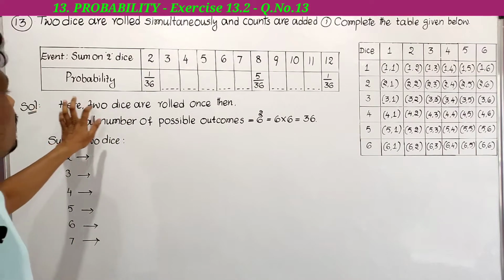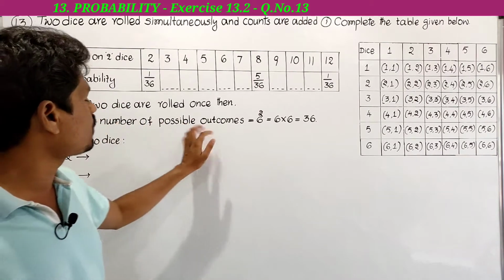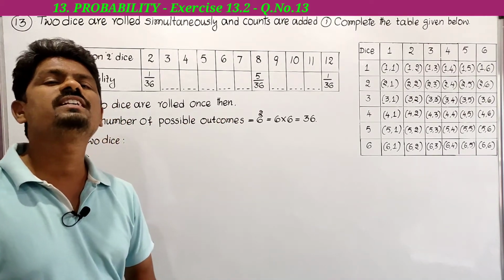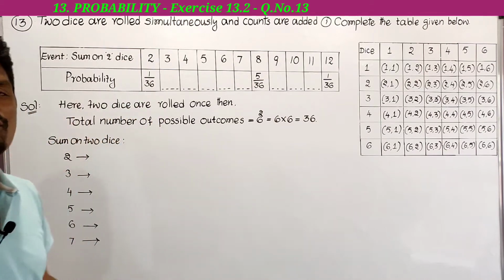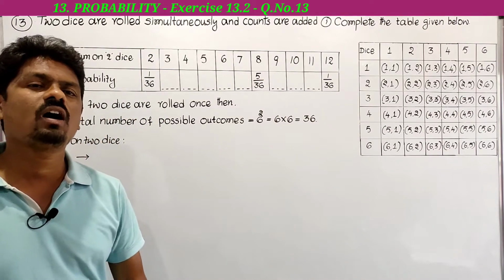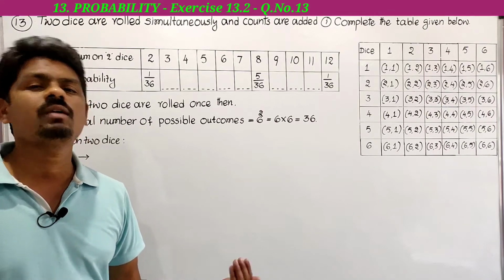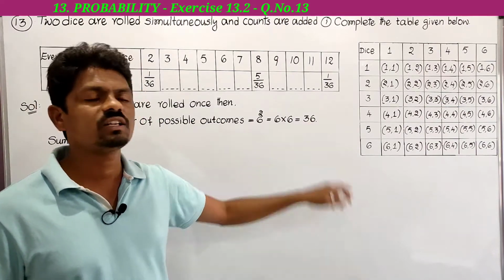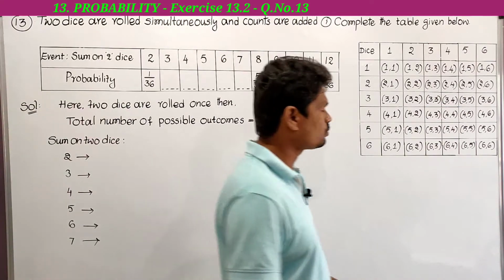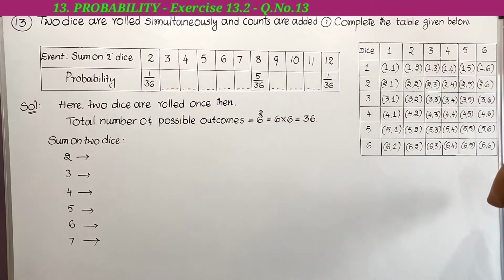See here, 2 dice are rolled once. Then the total number of possible outcomes is equal to 6 squared, that is 6 into 6, which is 36. So if 2 dice are rolled at once or 1 die is rolled twice, both are treated as the same experiment. So the total number of possible outcomes is 36. So what are those 36 outcomes?